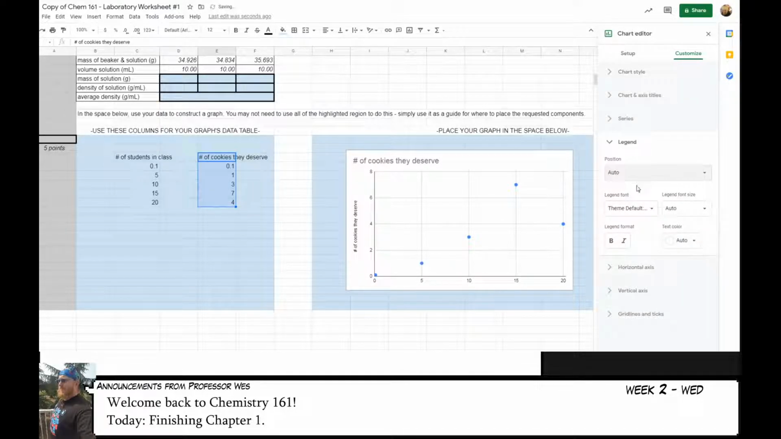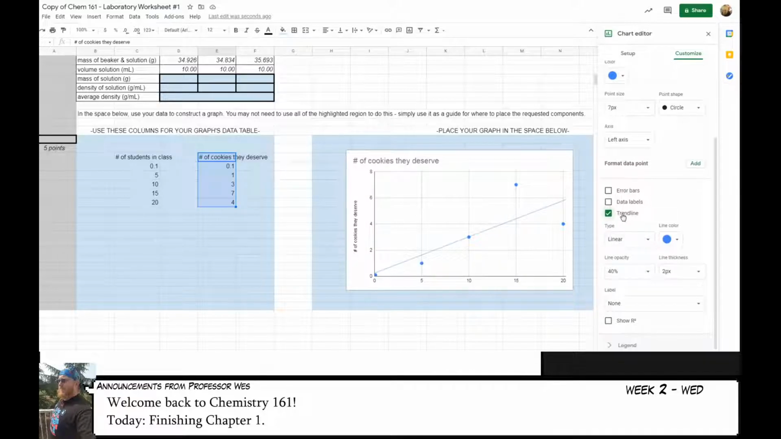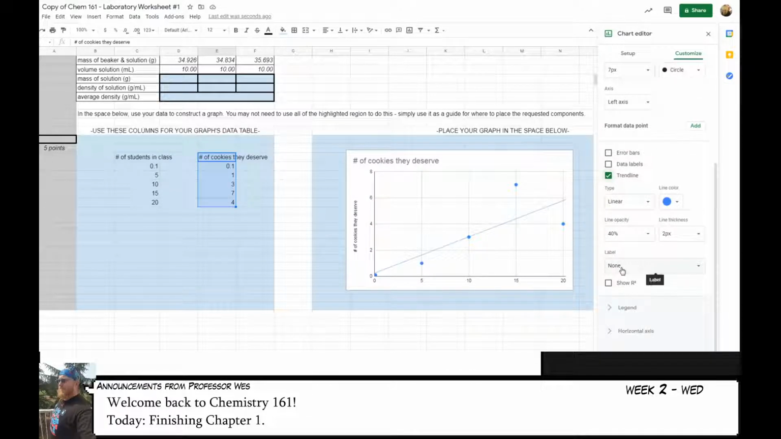And what you're going to do... Is it not in legend? Maybe it's in series. Here it is, series. You're going to click on this, trend line. And it's going to put a line right through your data for the line of best fit. Now, the line by itself is not useful. You need an equation for it. So you're going to scroll a little bit further down. Under trend line, you're going to select use equation. There you go. There's the equation. And then you're going to click on show R squared.